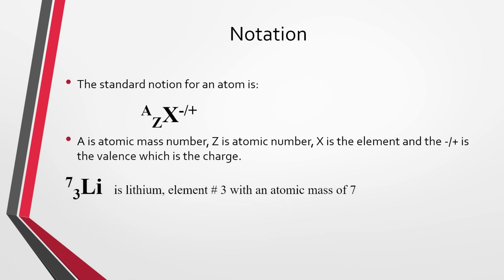So for example, this would be lithium here. We know it's the third element by the 3, which is the Z number there. We know that there would be 4 neutrons because the atomic mass number is 7. So the atomic mass number minus the number of protons gives us the number of neutrons, okay? And we see that there's no charge on it, so that means that there must be 3 electrons.